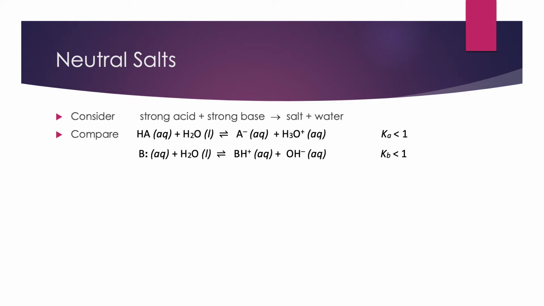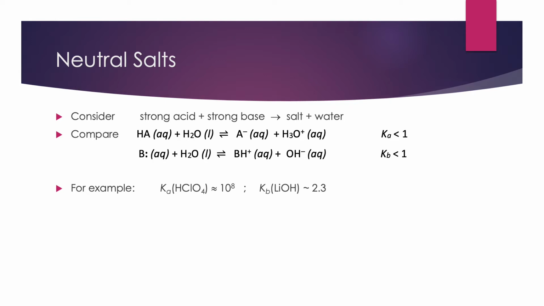Now if these were a weak acid and a weak base, both of them would have equilibrium constants less than 1, which means that these reactions would favor the left-hand side. If they're a strong acid and strong base, then they're typically going to favor the right-hand side, so they will have a different acid-base property in solution. So let's look at a particular example.